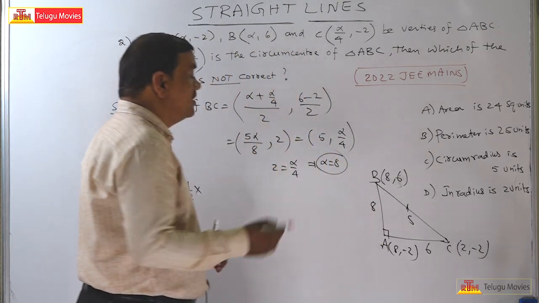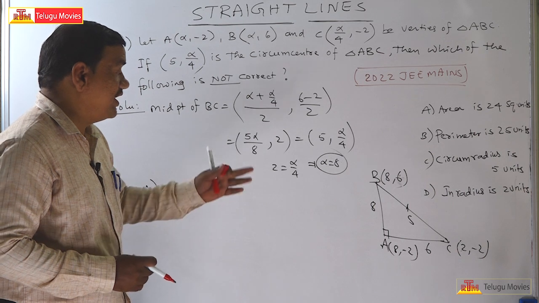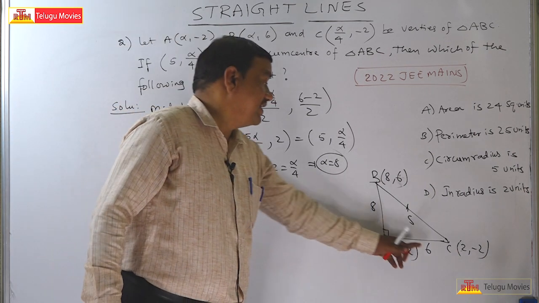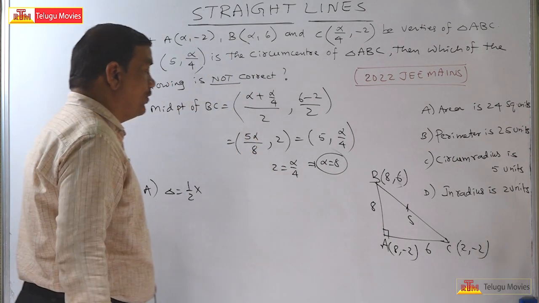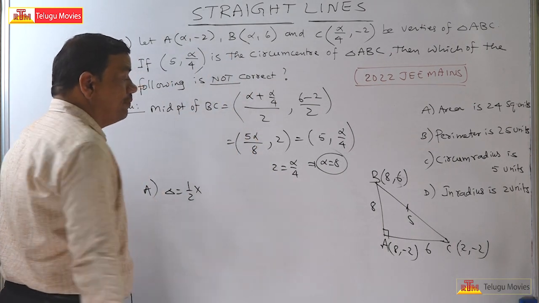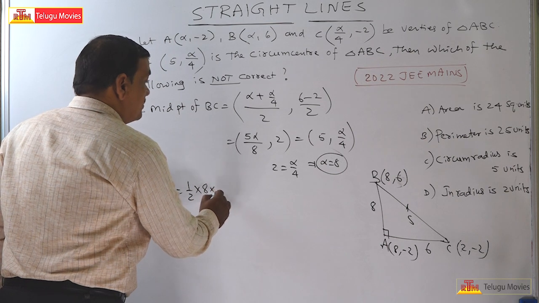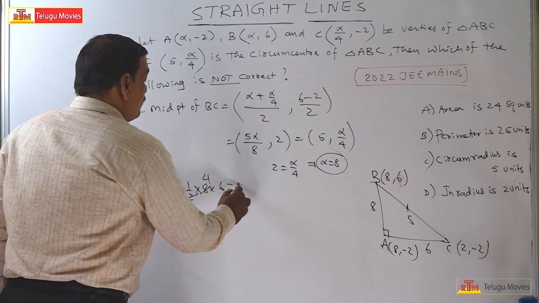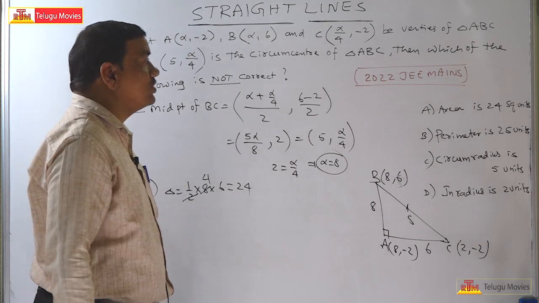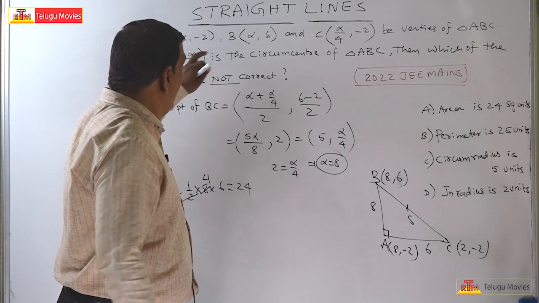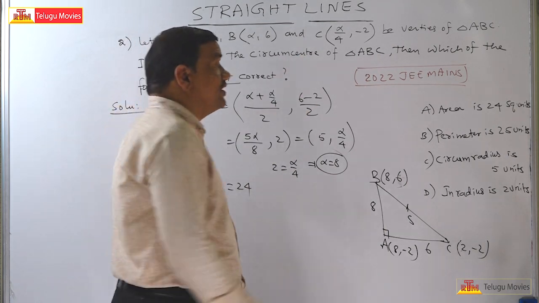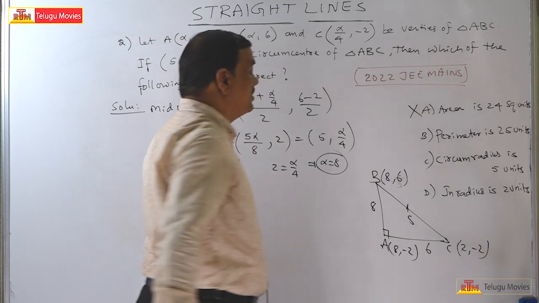So there also, square root of (8 minus 2) whole square, so this is 8 and this is 6. So half into base into height. Base is 8, height is 6. So 2 ones are 2, 2 fours are 4, 6 fours are 24. 24 square units. Therefore, he is asking which is not correct. So option A is correct. That's why this is not your answer.